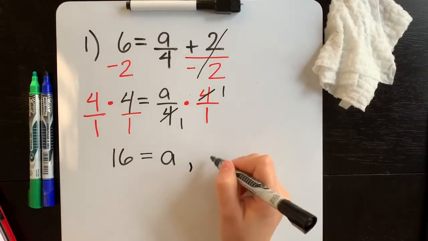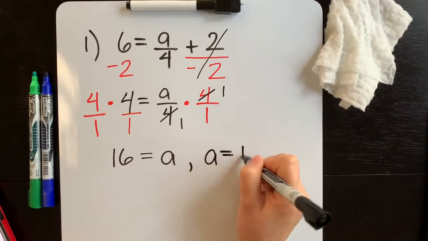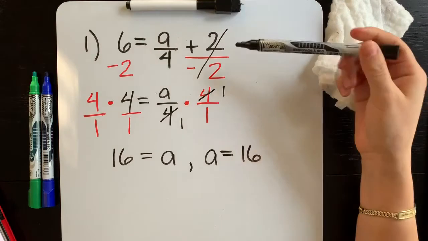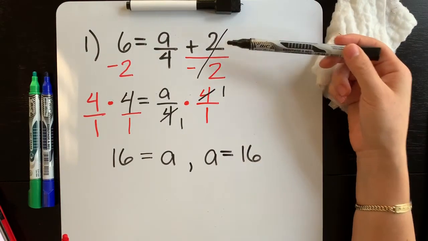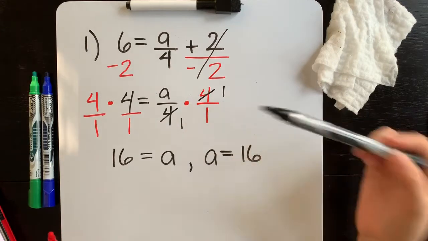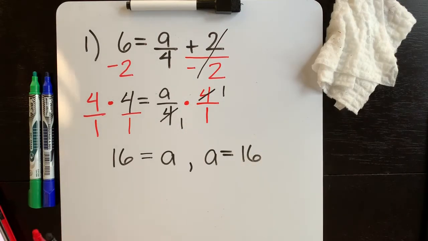So you can write it like that, or you can put a in front. It's the same thing. And again, it took us 2 steps. The first step was to subtract this away, and then the second step was to multiply by the reciprocal of that number, which is 4/1. So that's, again, it takes 2 steps to solve the answer.